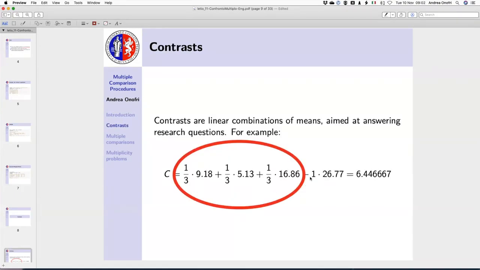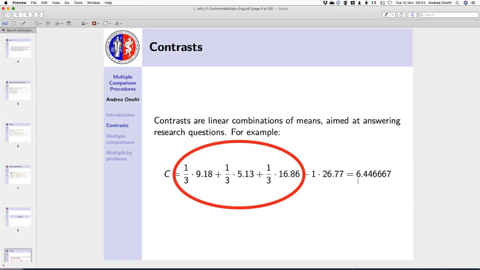And here we subtract the mean for the 4th treatment. So this contrast indeed is calculating the difference between the herbicides on one side and the untreated. So this contrast here answers one question. Is treated better than untreated?